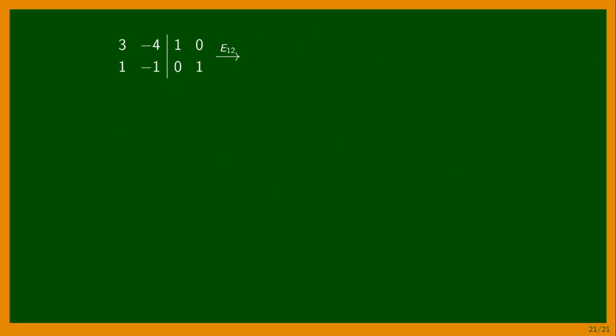So if I apply E12, we get the following. So I'll see that the rows have interchanged. From here, I have a pivot. I have to eliminate that. So I apply this type 3 operation.